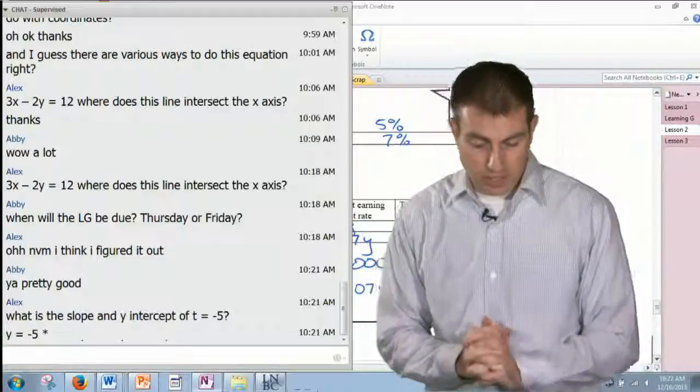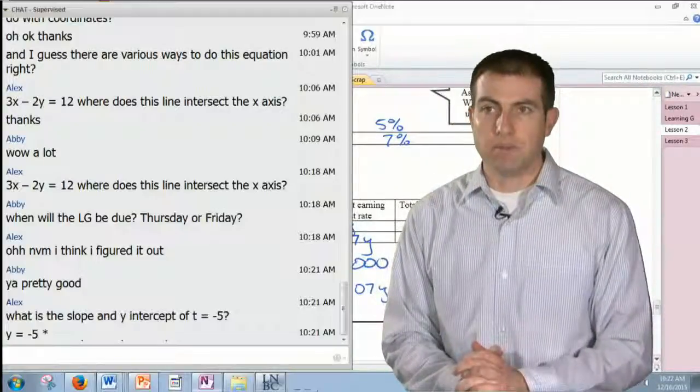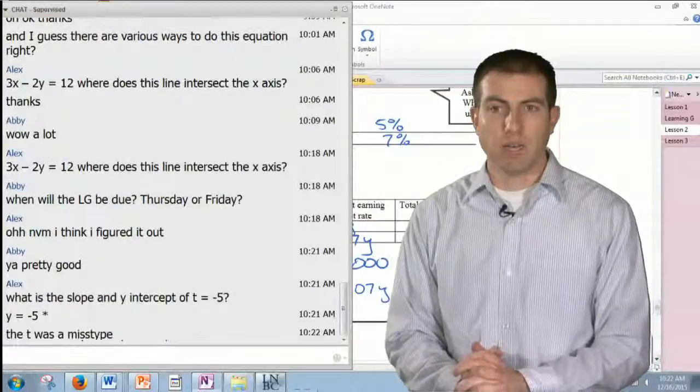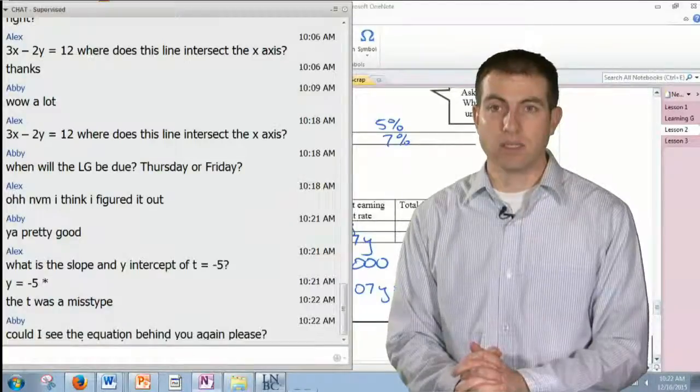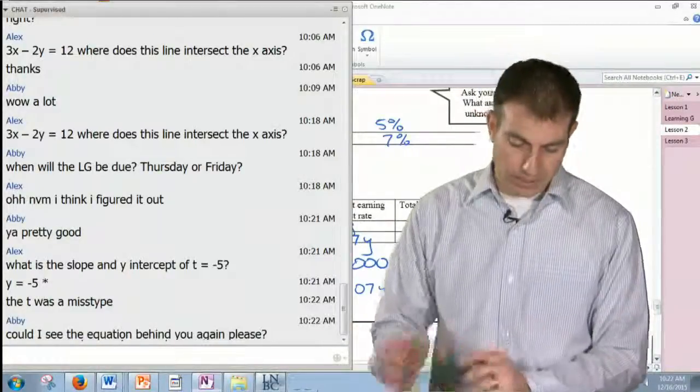I'm going to leave you guys there. Unfortunately, we've run out of time, and we'll pick it up. The t was a mistype, which makes it even more confusing. Y is -5. I gotcha.